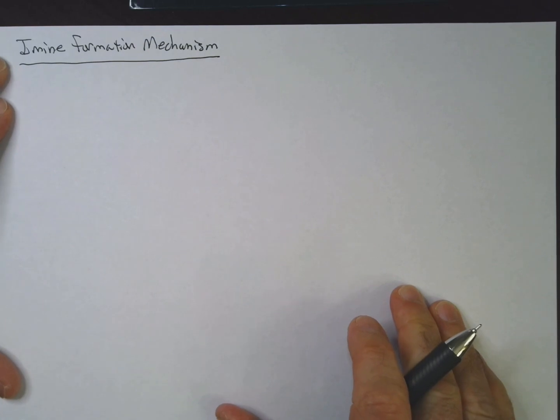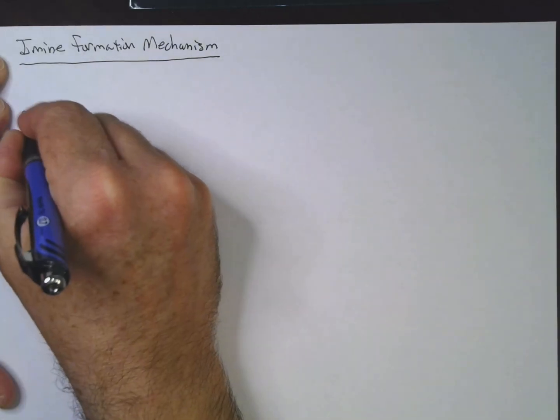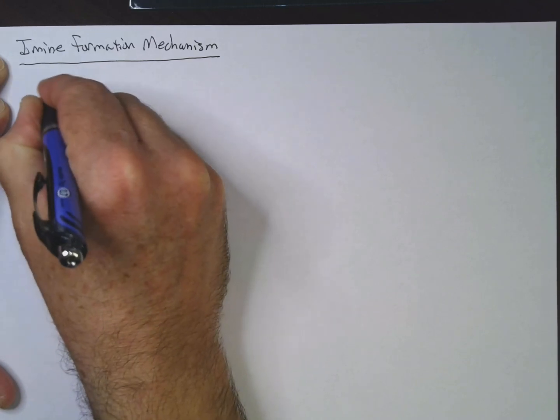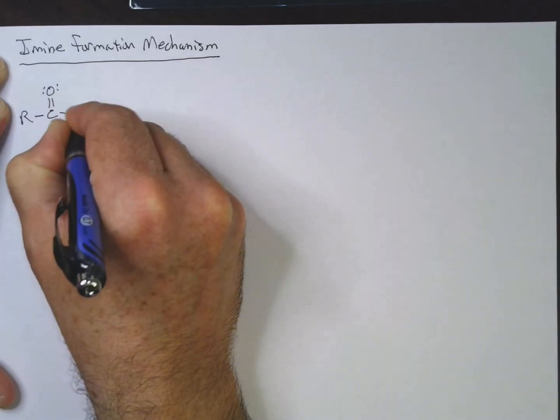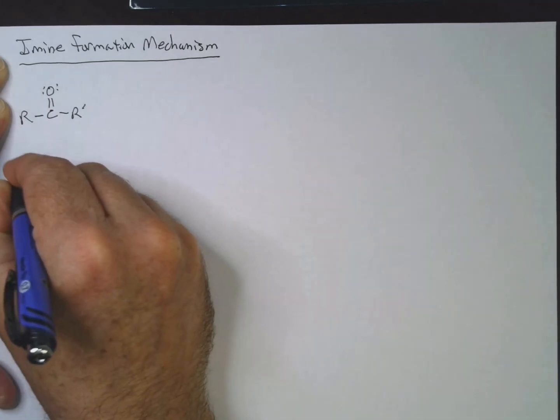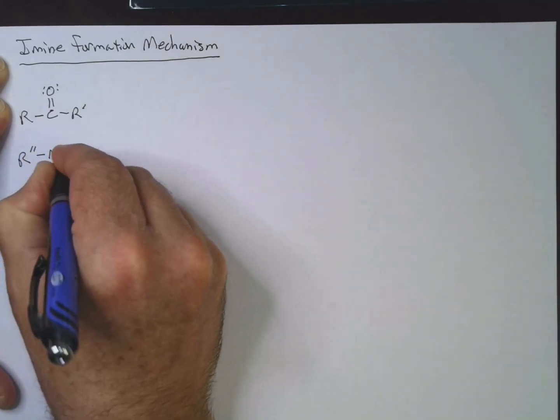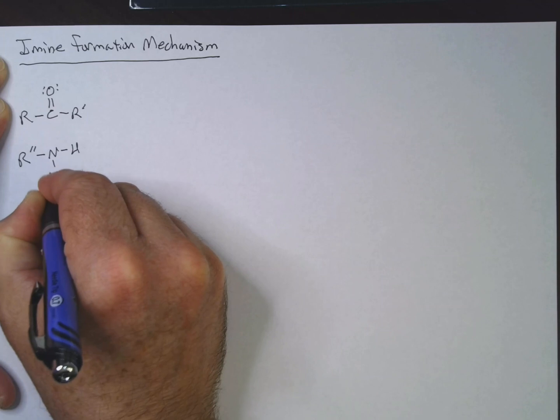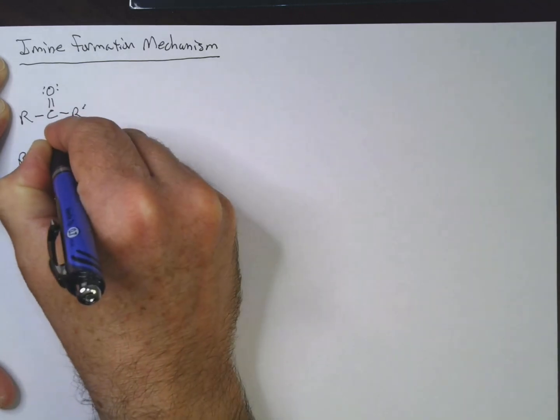All right, so our first step is actually going to be nucleophilic attack. So we'll have R, C, double bond O, lone pair, R prime, and then R double prime, N, H, H, lone pair.